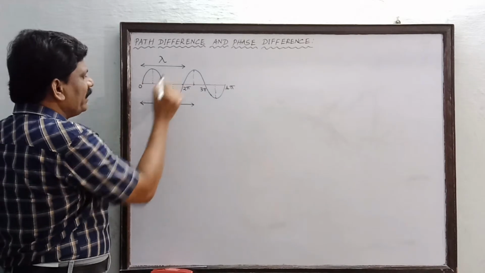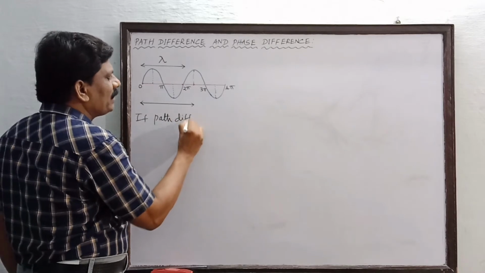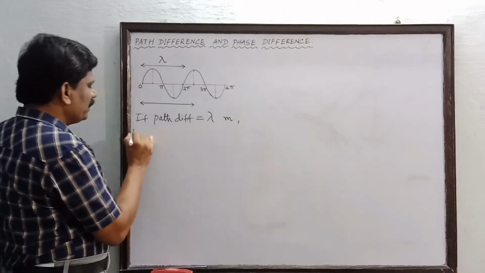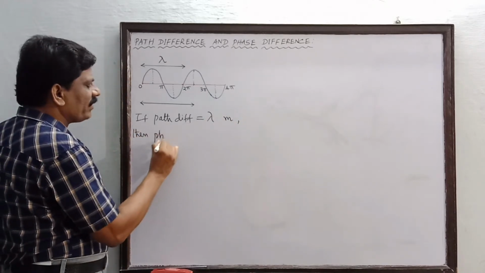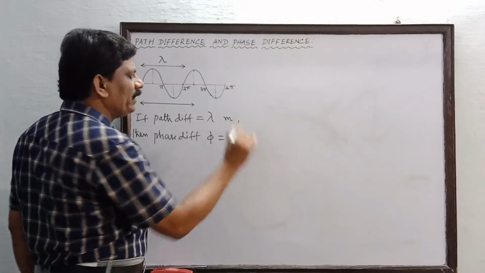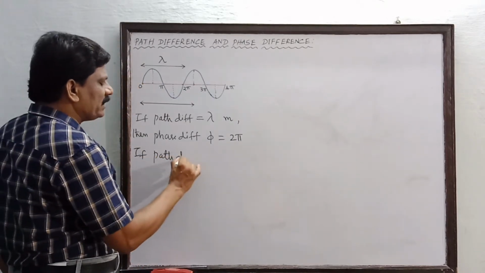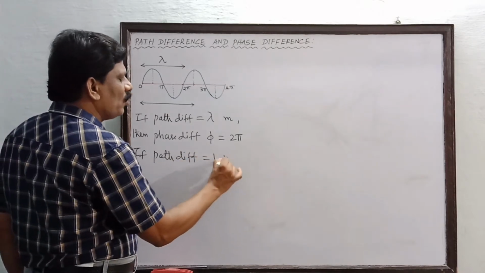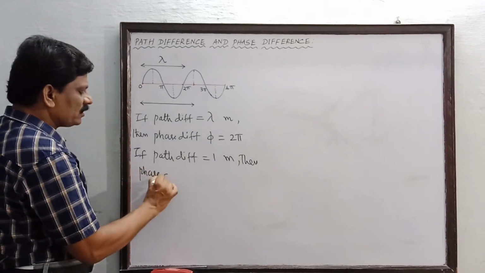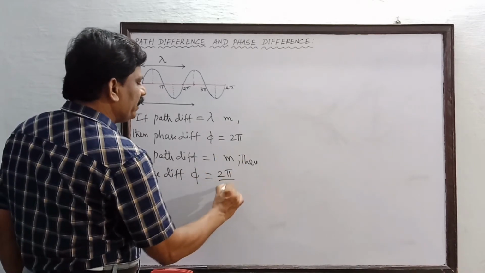So now I will take, if path difference is equal to lambda meter, okay, lambda meter, then the phase difference phi is equal to 2 pi radian. If path difference is equal to 1 meter, then the phase difference phi is equal to 2 pi by lambda.